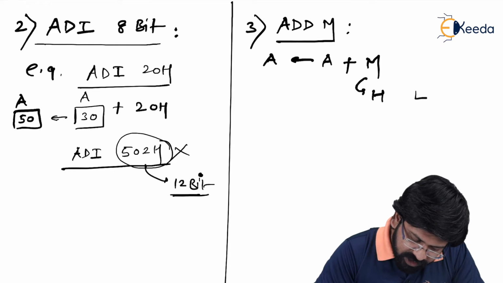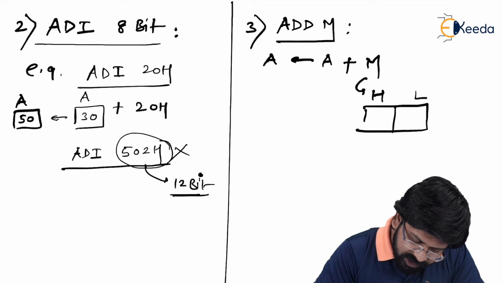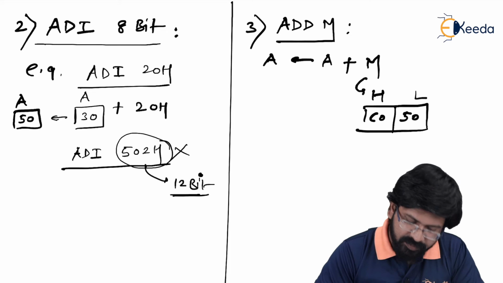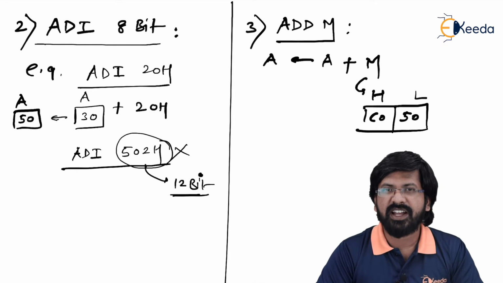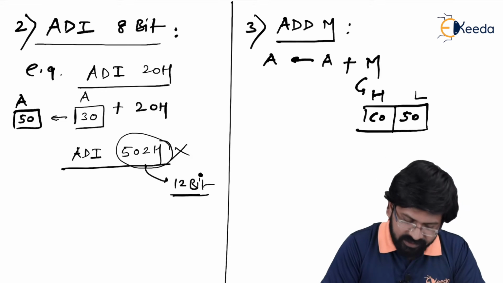By default, it checks the HL pair. Let us assume HL has C050. Then what is C050? Is it data or address? Of course, it is an address.